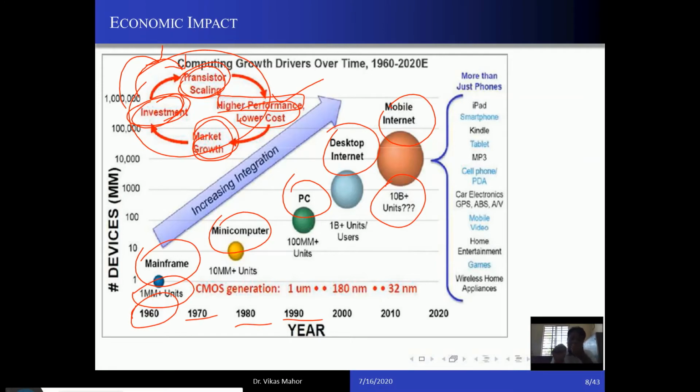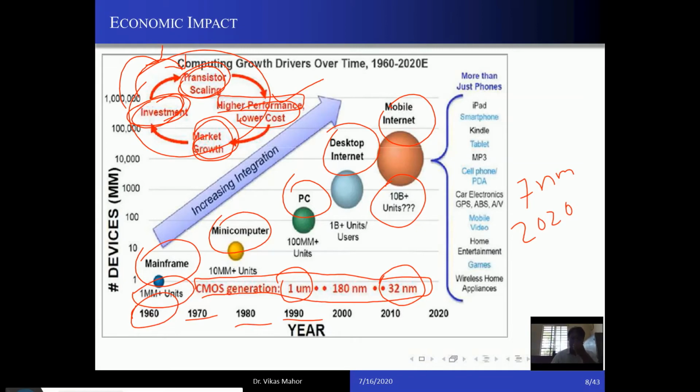What are you doing? Please look here. You are scaling the transistor, which was 1 micrometer in the 1970s and 1980s. It is 32 nanometer in 2010. And let me tell you, as a VLSI engineer, it is 7 nanometer in 2020.